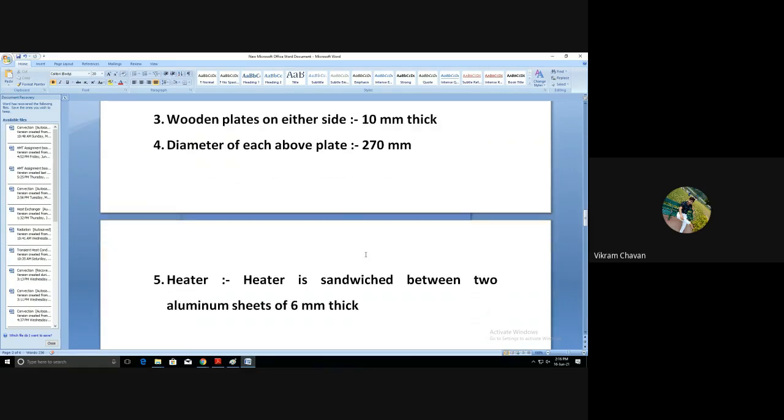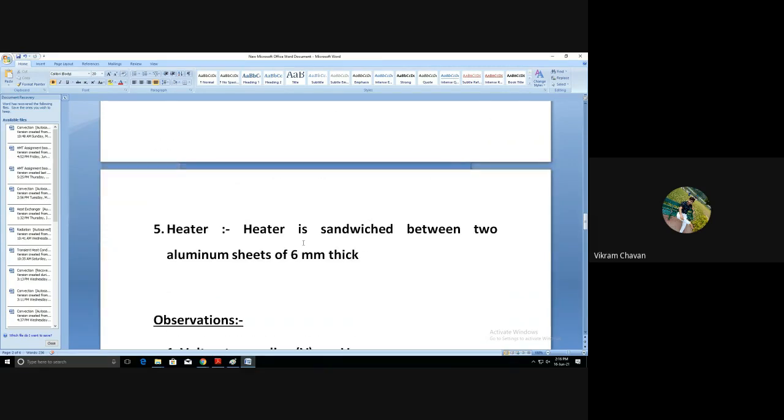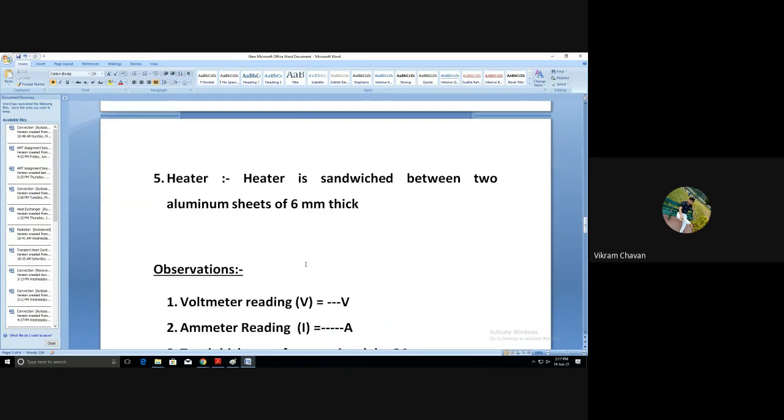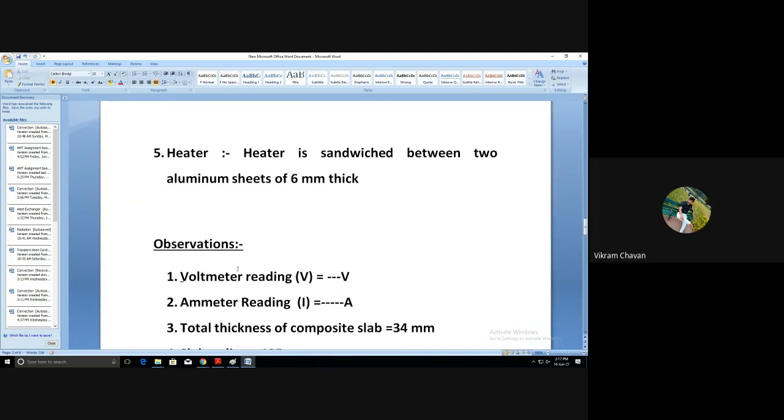Then further, the heater is placed in between the two composite walls, and the composite walls are kept apart from the heater by the aluminum plate, which has 6 mm thickness. So in the observation, first of all, we have to take the readings of voltage and current.